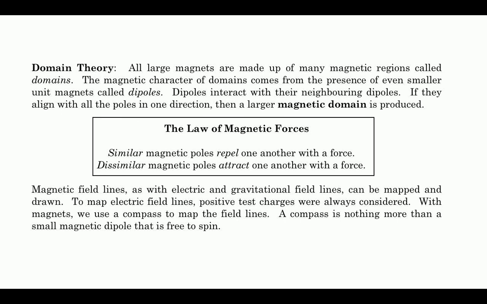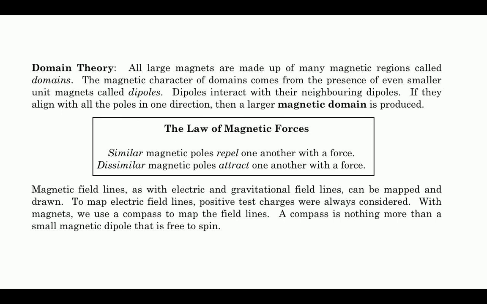And so from this point we can say that the law of magnetic forces states that similar magnetic poles will repel one another with a force, and dissimilar magnetic poles will attract one another with a force. And as you know, the poles of a magnet are labeled north and south, and we can draw magnetic field lines, right? Just as we can with electric fields and gravitational fields, we can also draw them with magnets as well.